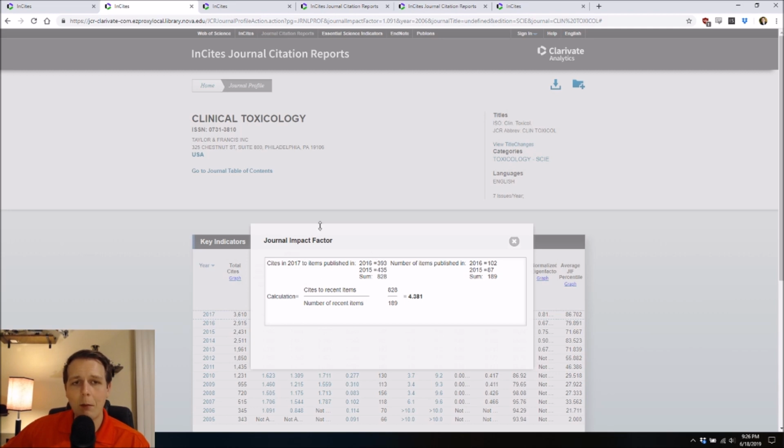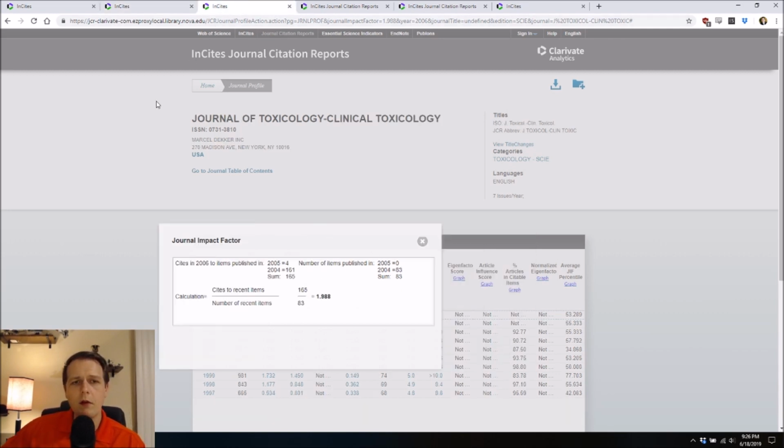So as a comparison, here's a smaller journal. This is the Journal of Toxicology, Clinical Toxicology here. This is not something that you normally think about publishing in right off the bat if you had a tox-related article. And that makes sense because when you look at the total number of recent items they've had in 2017, based on the number of citations, you can see they only have an impact factor of 1.988. So if you were to compare journals in toxicology, you'd say, well, obviously Clinical Toxicology is more important, air quotes, because it's being cited more frequently by other people. Okay, so again, the more it's cited, the more important that piece of literature is.